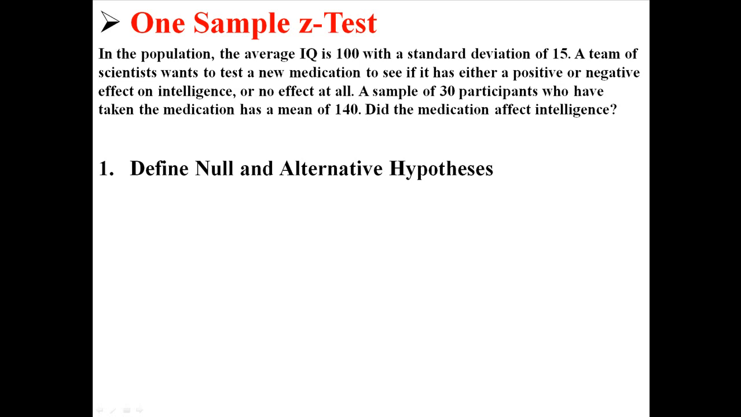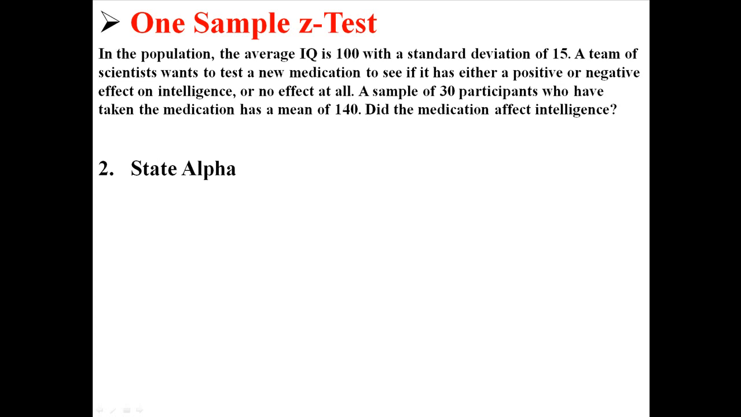So the first part is to define the hypotheses. In this case, our null hypothesis is that the population mean is 100, and our alternative hypothesis is that the mean is not 100. I did this because in the population, the mean is 100. That means we expect our null hypothesis to be 100. And the alternative is that it's any different, either intelligence was lowered or intelligence was increased. Basically, we're testing to see if it's different than the expected population mean of 100. So that is step 1.